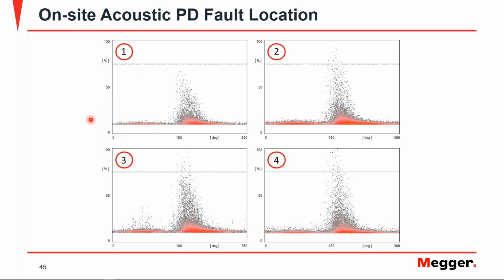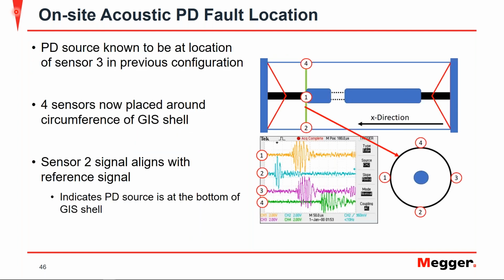Then the phase resolved partial discharge measurement was made. So we can look at the PRPD patterns here. And we know that sensor 3 is where the partial discharge is taking place. If we look at sensor 3's phase resolved partial discharge pattern, you could actually see quite a little bit more discharges taking place in comparison with the other patterns, where it's not quite as prevalent. So again, it's more of a confirmation that the PD is right at where sensor 3 is.